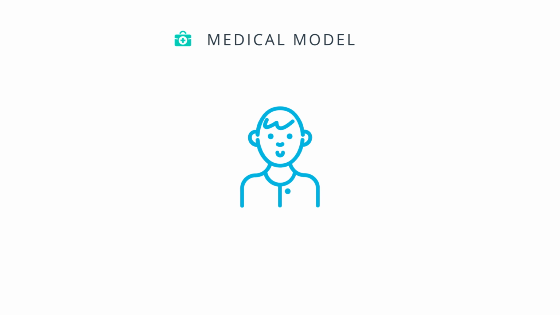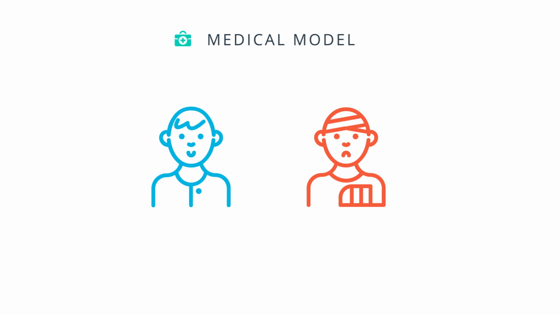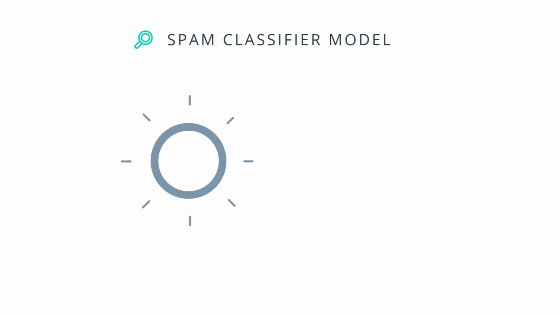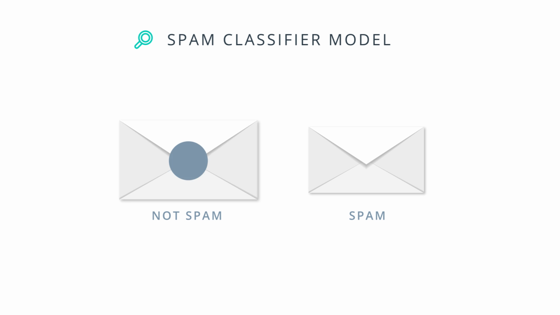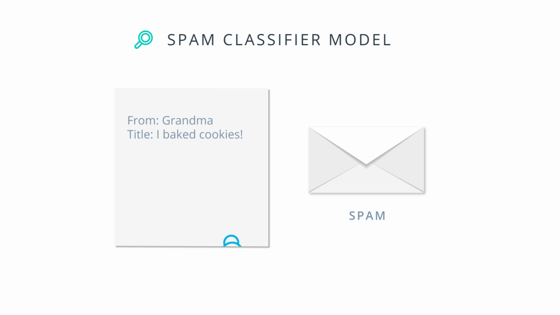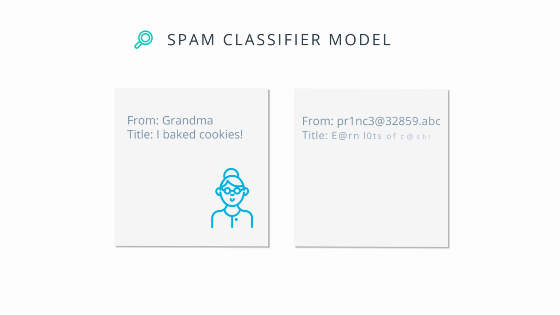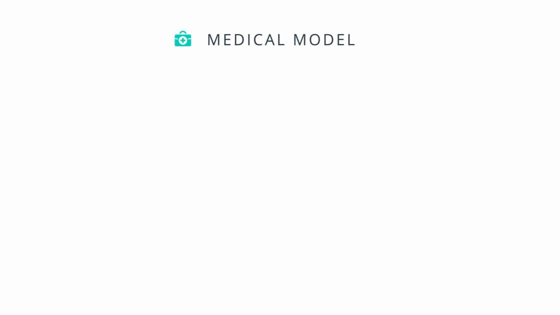The first example is a model that will help us detect a particular illness and tell if a patient is healthy or sick. The second example will be a spam detector, which will help us determine if an email is spam or not. For example, on the left, you have an email from your grandma, which you don't want to label as spam. On the right, you have an email that is clearly spam, and you want to send that to the spam folder. So let's look at the model for diagnosing an illness.